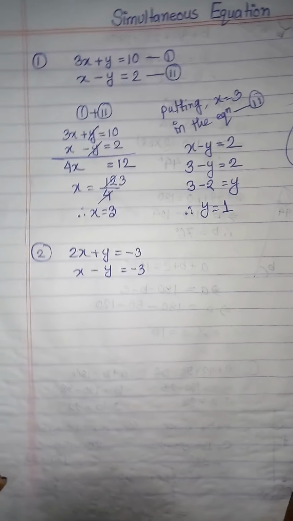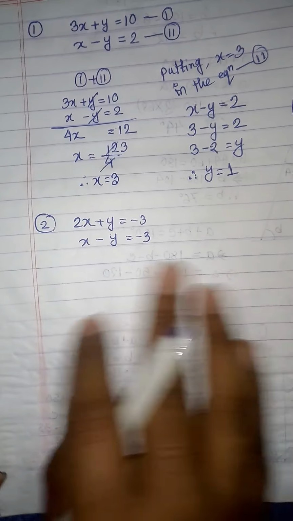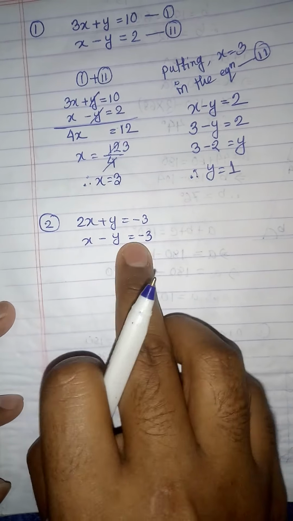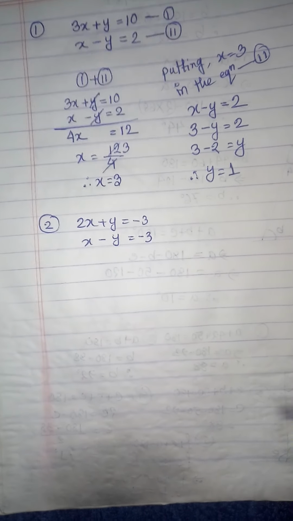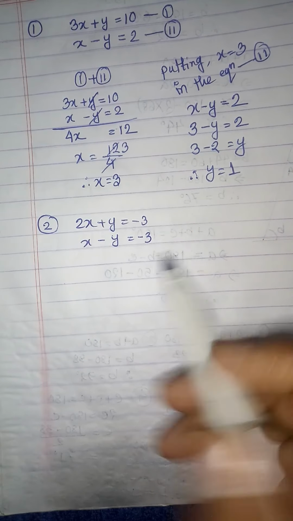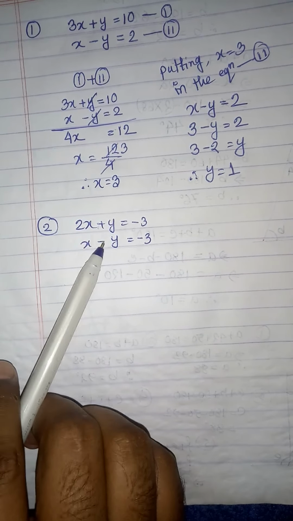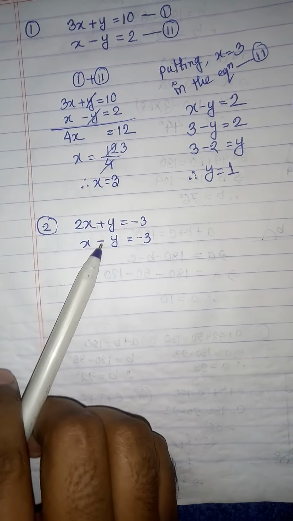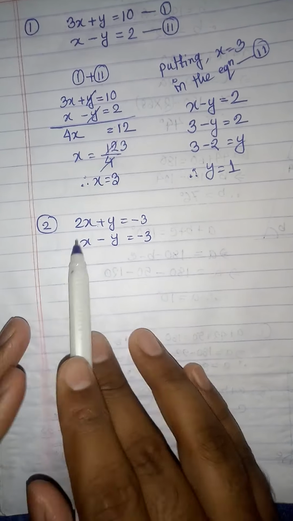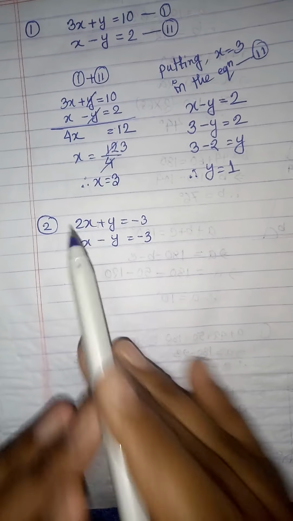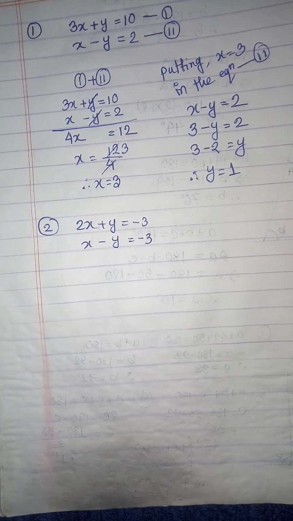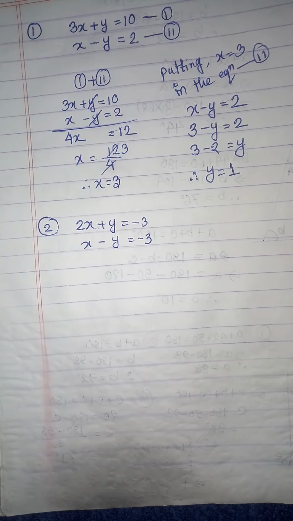Okay, now moving on to the next equation, that is 2x plus y equal to minus 3 and x minus y equal to minus 3. In this equation you can also see that the signs are opposite and the coefficients are also the same. You can also omit x, but in that case you have to reverse the sign as well by substituting a minus. We'll see that in the coming solutions.